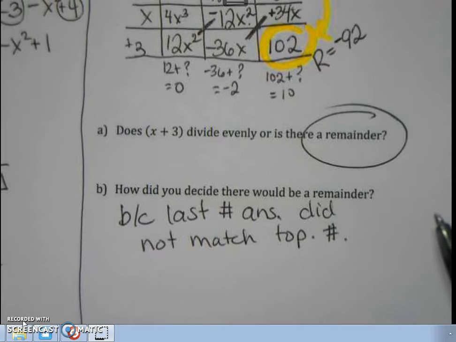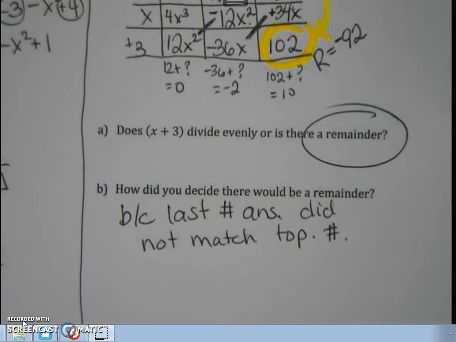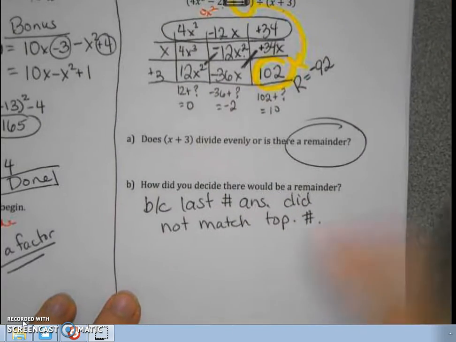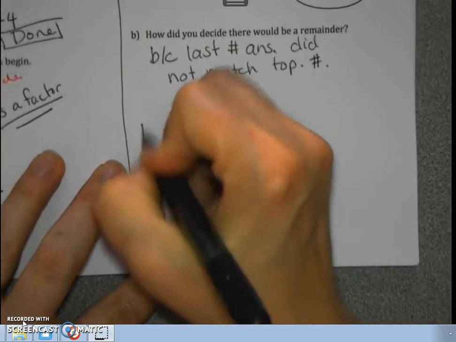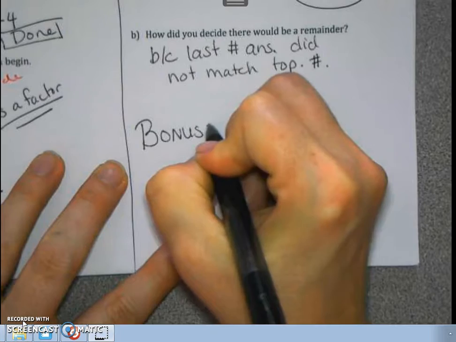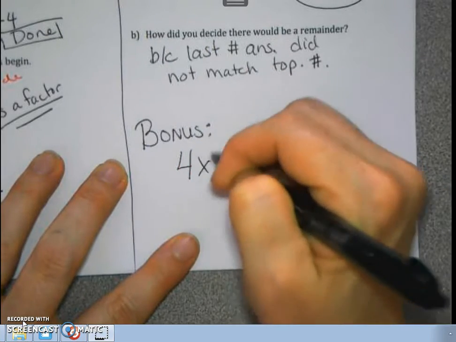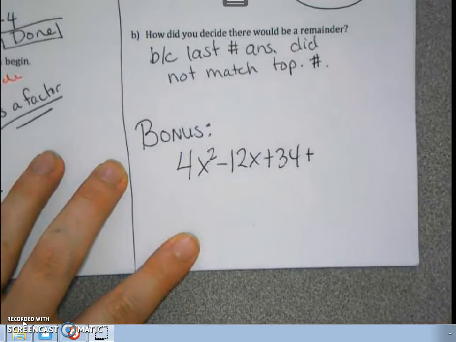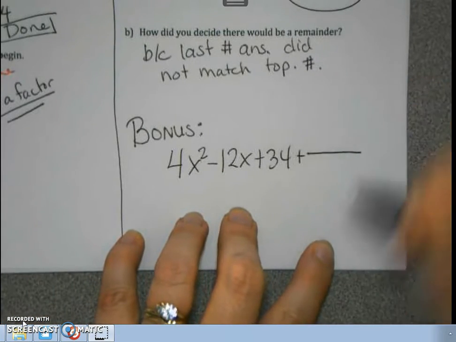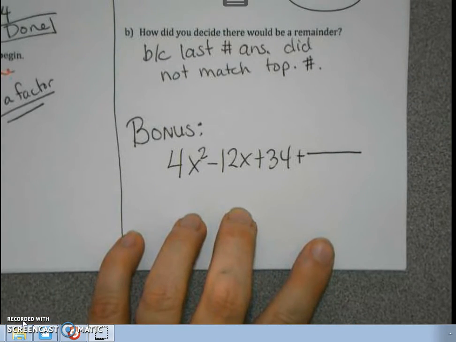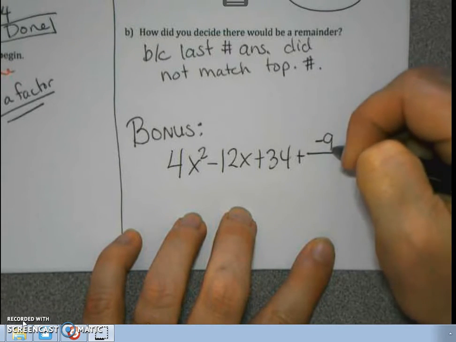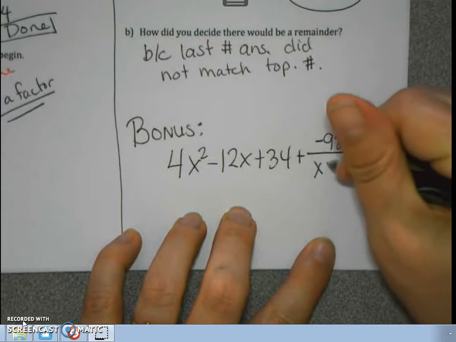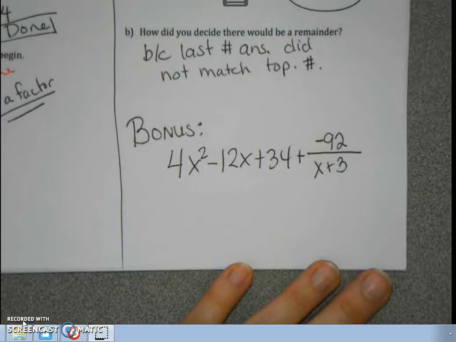but that's not how you're going to get your bonus answer. To get your bonus answer, this is how you write it. You take all of this stuff here, and I'm going to write it down here at the bottom. We got 4x squared minus 12x plus 34, and then here's the bonus part of the remainder. Remember to draw a fraction line, put the number we figured out was the remainder on the top, and then the thing we were dividing with, which was x plus 3, is the bottom.